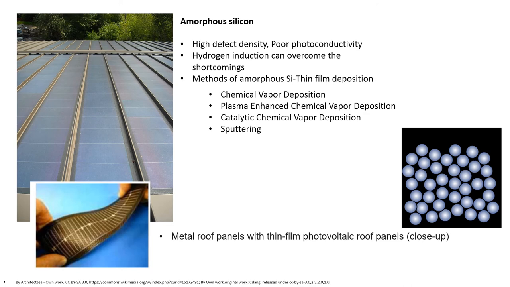Amorphous silicon has a very high defect density, leading to poor photoconductivity and undesirable semiconductor properties. Further, this prevents doping in order to engineer semiconductor properties. However, by inducing hydrogen during the fabrication of amorphous silicon, its photoconductivity can be significantly enhanced and doping can be made possible to further enhance its properties.